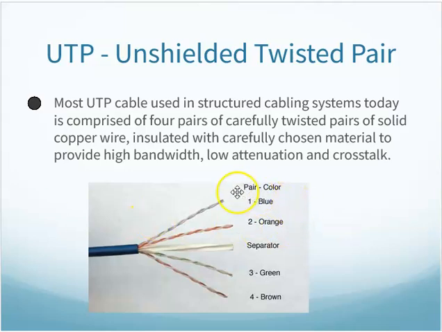So as I look at it, I typically see four pairs: blue, orange, green, and brown. And again, in some of our upper categories of cabling, we actually start seeing a plastic divider, a separator in the middle, keeping those wire pairs separated to some degree to help reduce crosstalk.